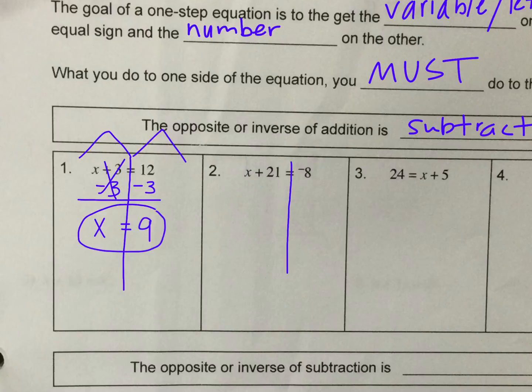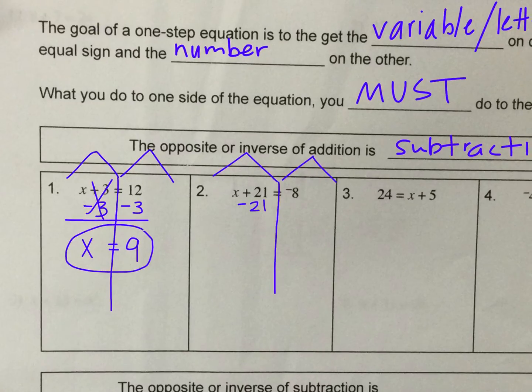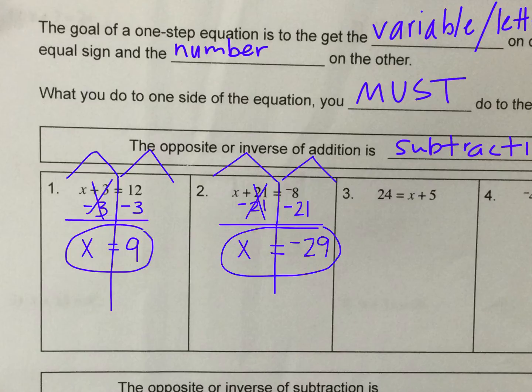Draw a line to separate the two sides. I'll draw my house. You don't always have to draw the roof. I'm just using it for an example. So there's a 21 in the house with the X, and the X does not want to be in the house with the 21, so the 21 needs to go away. The opposite of addition is subtraction. 21 minus 21 is 0. That goes away. What I do to one side, I must do to the other. On the left side, all I'm left with is an X equals negative 8 minus 21 is negative 29. And that's your answer. We're happy with that.